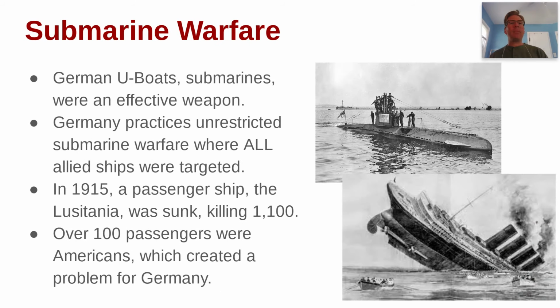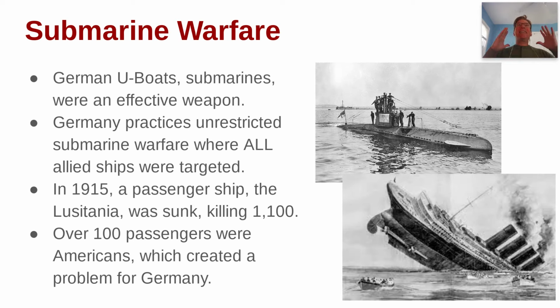Another thing that comes into the war is submarine warfare. We talked a little bit about airplanes last time. Here we want to mention submarine warfare because it is going to lead to a broadening of the fight. So German Unterwasserboats, or U-boats, are basically submarines. And they're a very effective weapon for the Germans.